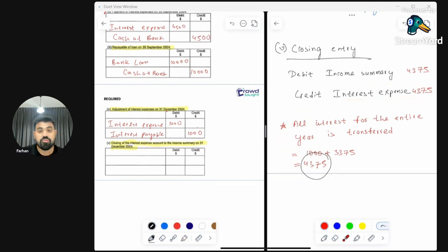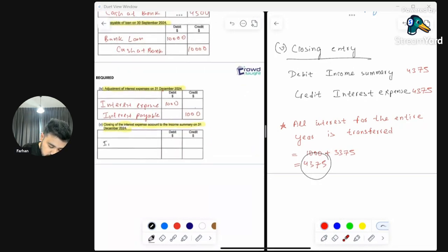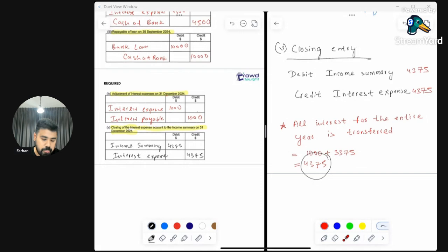And this is in fact valid for any expense accounts that you want to close at the end of the financial year. It could be depreciation, insurance, rent, whatever it is. You'll always debit the income summary and you will credit the relevant expense account. So let me just fill those in within the table. So we will debit the income summary and we will credit the interest expense. All right. That's it.